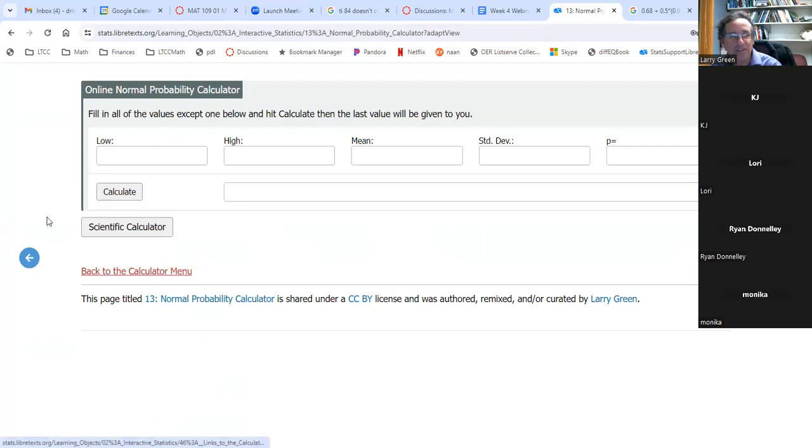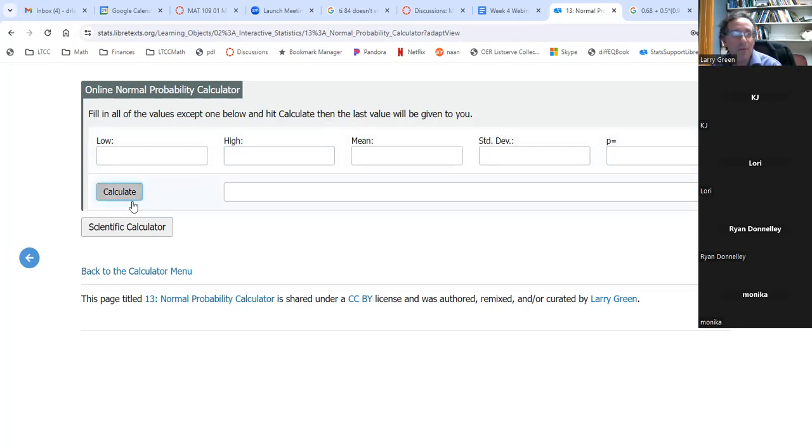So here's what it says. Since it's such an important one, I'm going to read it. Fill in all the values except one below and hit calculate. Then the last value will be given to you. It asks for the low, the high, the mean, the standard deviation, and P. What does P stand for? Any guess? Yeah, probability. P stands for probability. So you're going to fill in all except one of them, and then you're going to hit calculate.